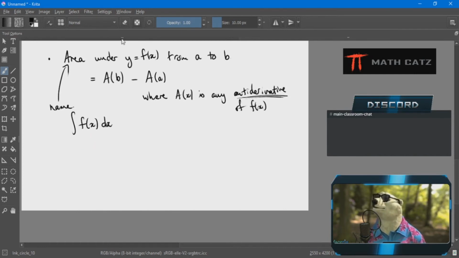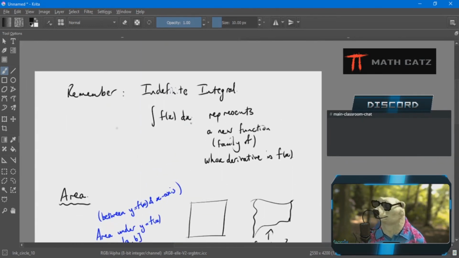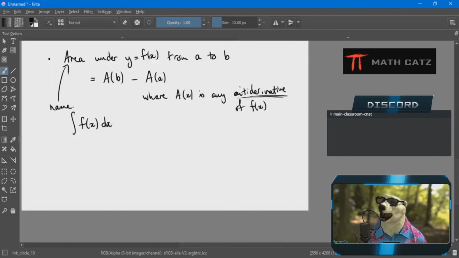Before, we noticed that my indefinite integral represents the whole family of antiderivative functions. Now I'm going to take one of them, any one of them, and plug in x values and get a calculation. This area is going to be a number. So I can't use exactly the same naming system, but I do want the name to remind myself that I'm working with antiderivatives here.